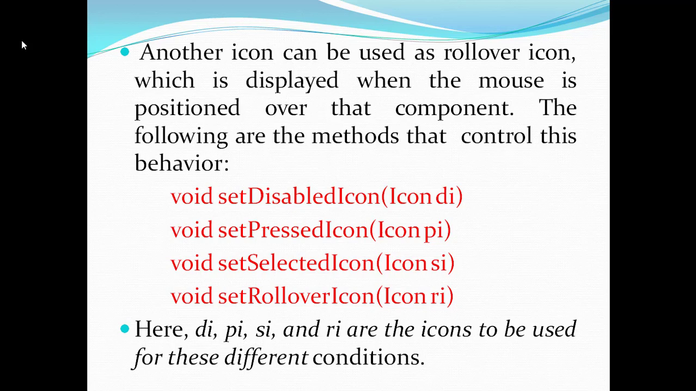Void setRolloverIcon(Icon ri). When the mouse is rolled over that button, then the rollover icon will be displayed. Like this, these are the four methods which handle the icons. Here di, pi, si and ri are the icons to be used for these different conditions.